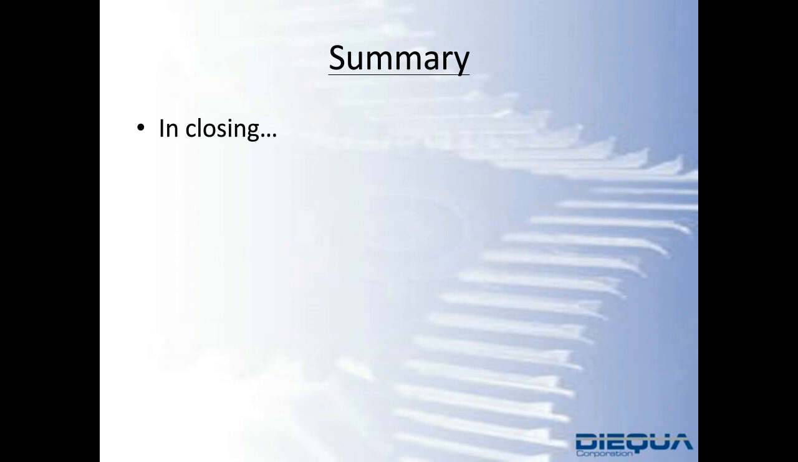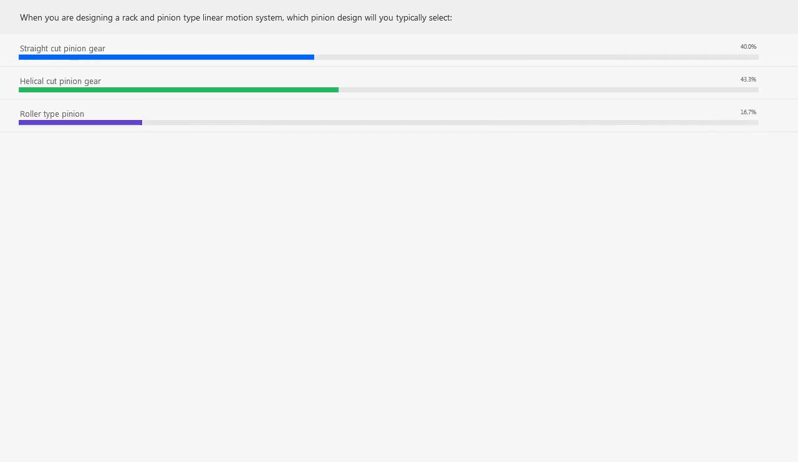Roberto, thank you. We want to bring up a couple of results from the questions we posed earlier in the webinar. When you're designing a rack and pinion linear motion system, typically which pinion design would you select? A helical cut pinion gear was the leader by about 43%, followed by a straight cut pinion, and then in third place the roller pinion type.